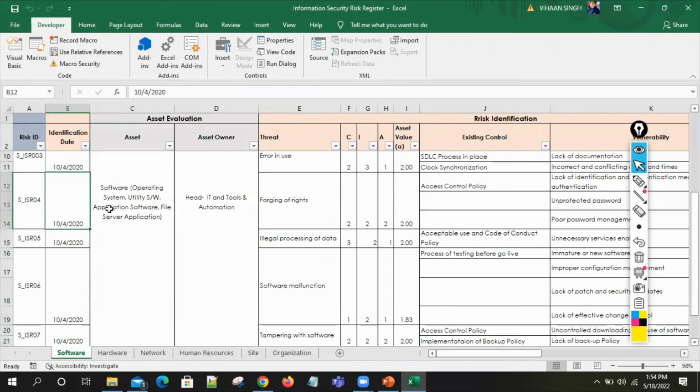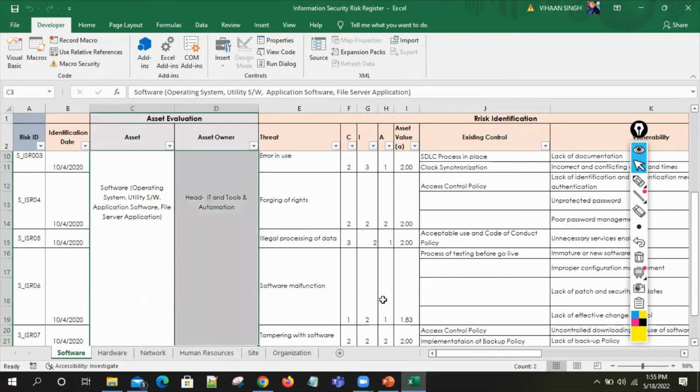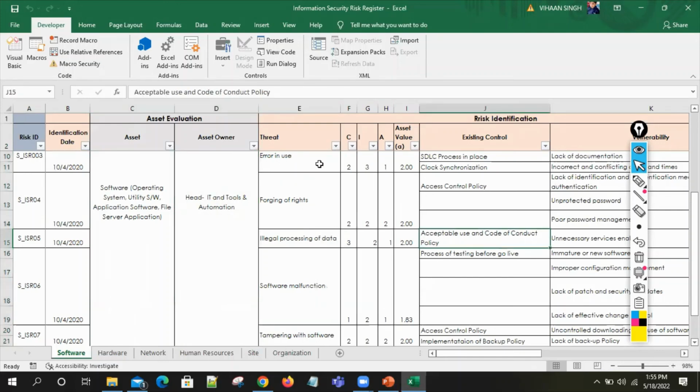The first thing is to identify your assets. Then we need to identify the asset owner. Who would be the asset owner? Based upon these two things, we are going to identify the threat. What is the threat to the system? Once we have identified these things, because these are the asset evaluation, then comes risk identification.